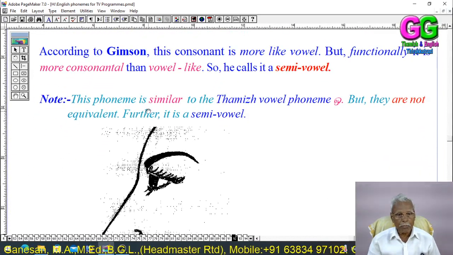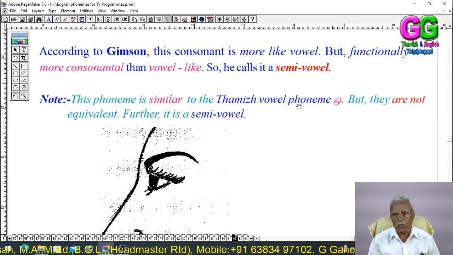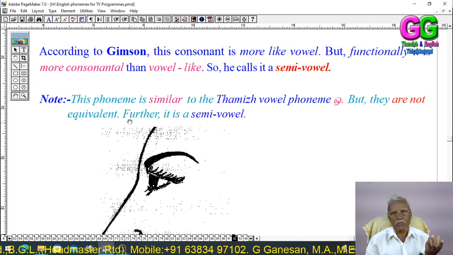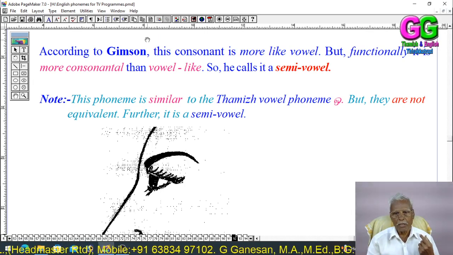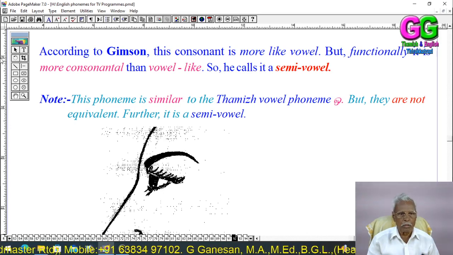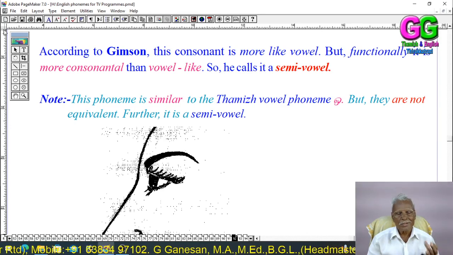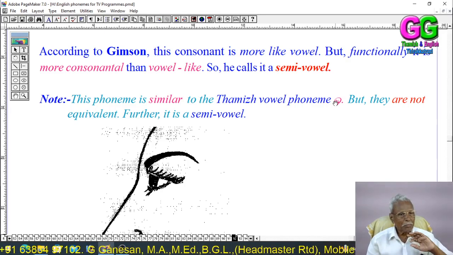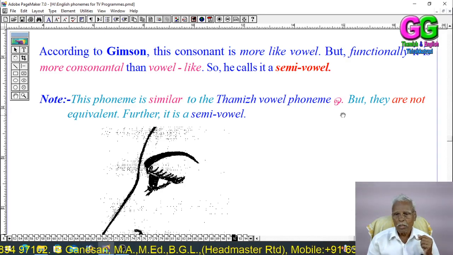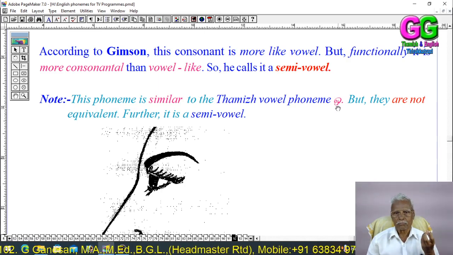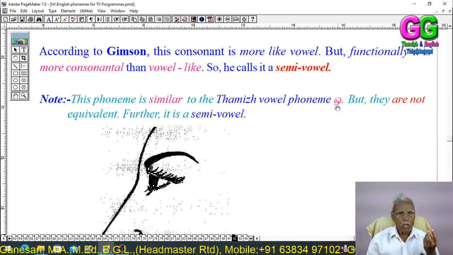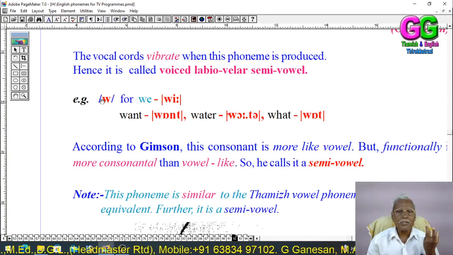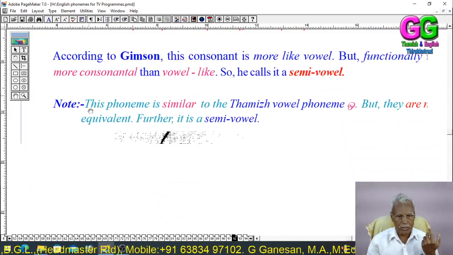Note, the phoneme W is similar to the Tamil vowel phoneme, but they are not equivalent, because the Tamil one is a full vowel, whereas W is a semi-vowel. More or less, its function is like a consonant.